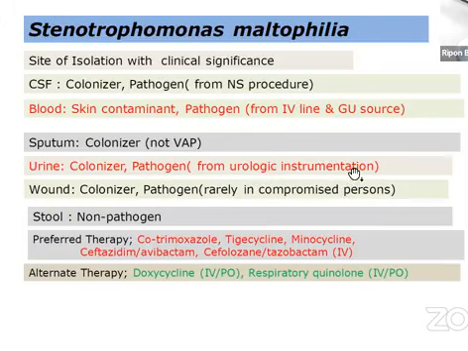By urological instrumentation, they enter the renal tract and cause UTI. In immunocompromised patients, it can be responsible for wound infection. Cotrimoxazole, tigecycline, minocycline, and ceftazidime-avibactam combinations are the preferred therapy. Doxycycline and respiratory quinolones are the alternative therapy.